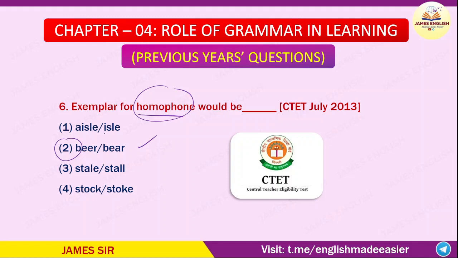If you look at these two words, the pronunciation is altogether different. Easel, aisle. And here stale, stall, stock, stoke. But here bear, bear. In the American pronunciation, we have the similar spelling, that is a bear, bear. But in UK pronunciation, we call it differently. But even then, we can say that here the right option should be option 2, that is a bear.